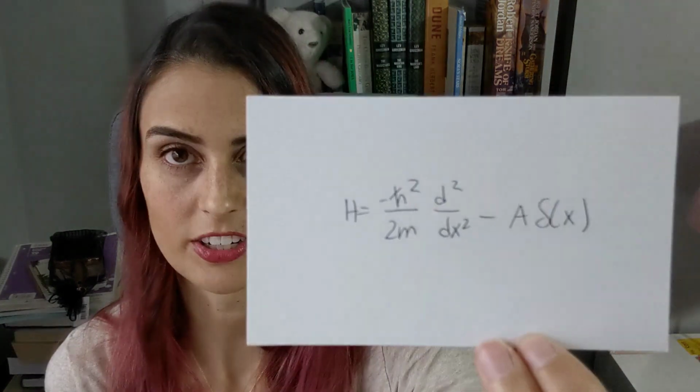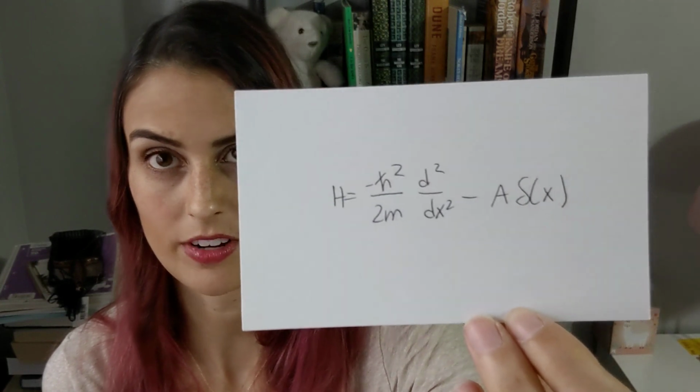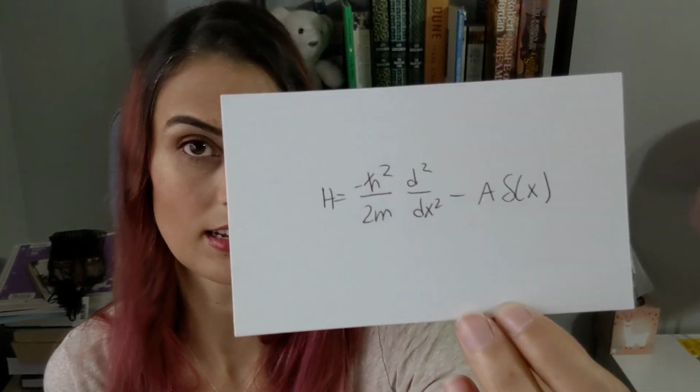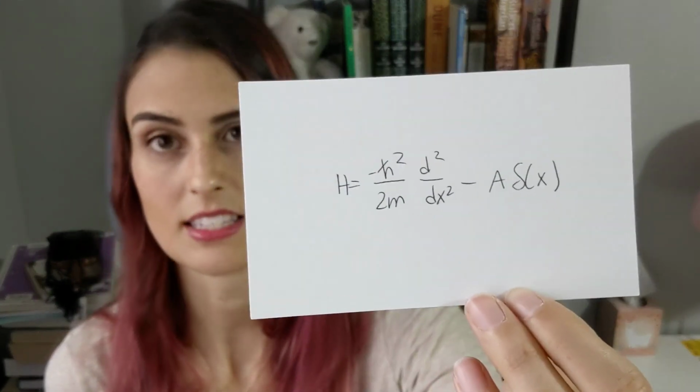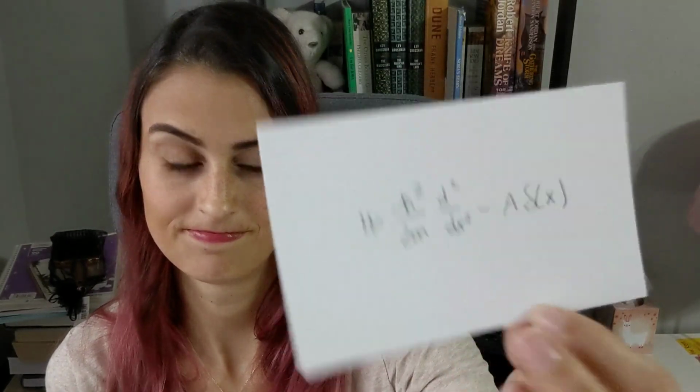Okay, so here's some more that I was just trying to recognize the function and not memorize it. So here's the function. H equals negative h bar squared over 2m, second derivative with respect to x, minus alpha delta of x. And this is the Hamiltonian for a delta function potential. Oops, show you the back. Okay, and here's another one.